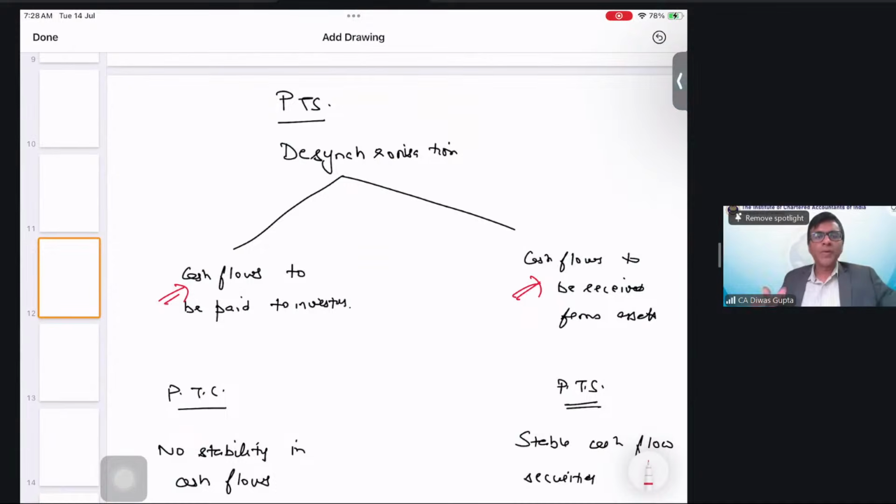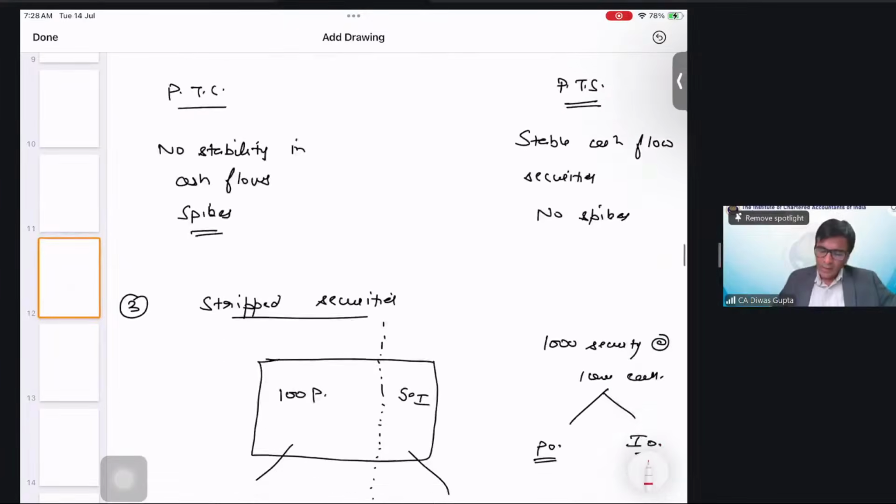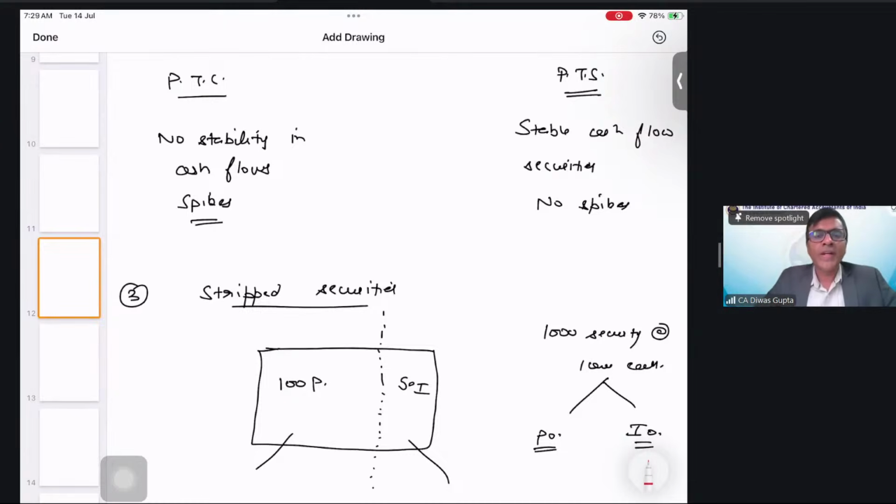But yeah, so what I was talking about is that for pay-through securities, there is a complete desynchronization between the cash flows that are paid to the investors and cash flows that are received from the assets. Hence, we can draw out the difference between pass-through certificates and pay-through securities. Pass-through certificates, there is no stability in terms of the cash flows, right? Because whatever comes in, it goes out. And hence, there can be some spikes that can be expected in the way the cash flows are. But for pay-through securities, the cash flows are stable because whatever is committed will be paid off.